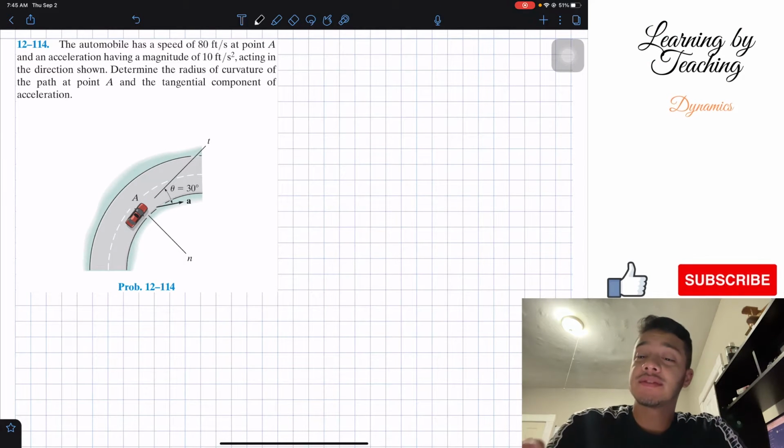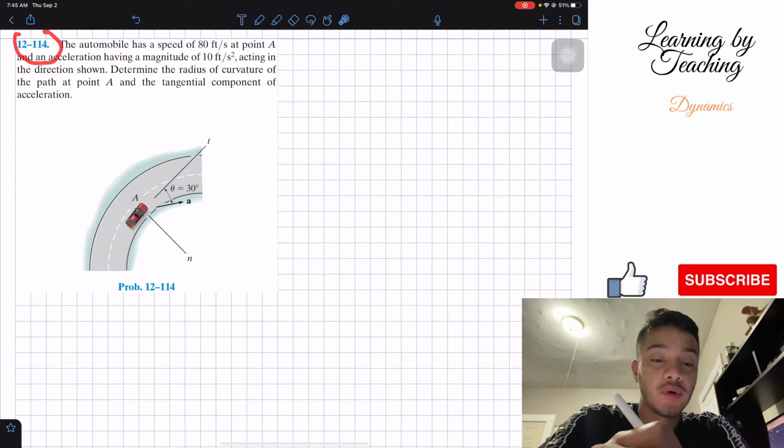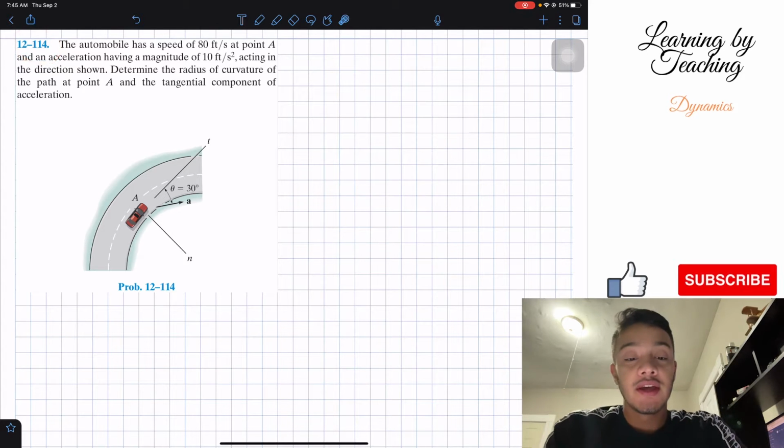Today we're in dynamics and we're going to solve problem 12.114, okay? It says, the automobile has a speed of 80 feet per second at point A and acceleration having a magnitude of 10 feet per second squared. Acting in the direction shown, determine the radius of curvature of the path at point A and the tangential component of acceleration.